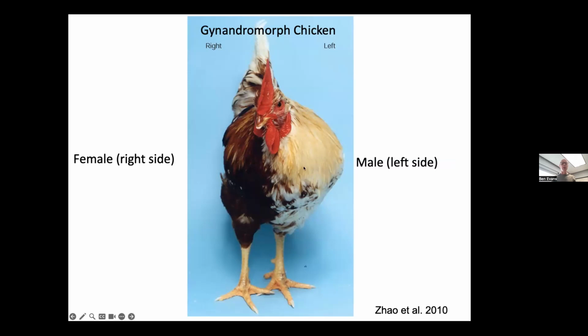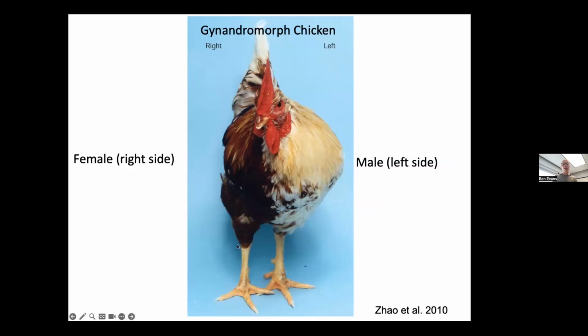So this is an individual that is part male and part female. This left side of the animal has male-specific coloration. It's got a wattle, and it's got a spur on its legs, which are all male phenotypes. And then the right side of the animal has female-specific coloration, no wattle and no spur.